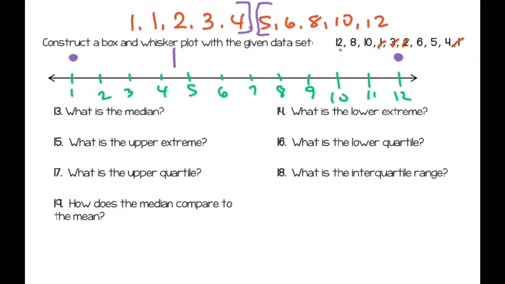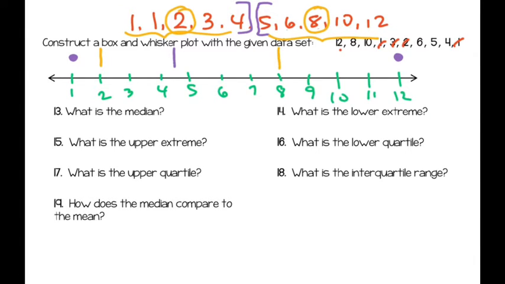Then I'm going to look at my lower half, those numbers, and I'm going to find the median of the lower half. So that would be 2. So I'm going to come over here to 2, and I'm going to make another vertical line. And then I'm going to go to my upper half, and I'm going to find the median of my upper half, which is 8. Make another line right there.